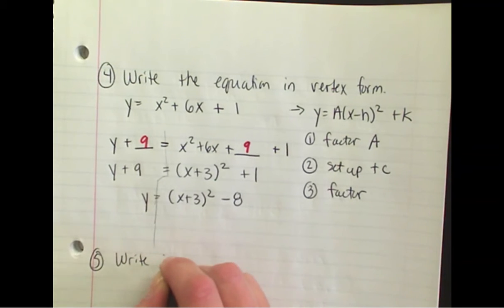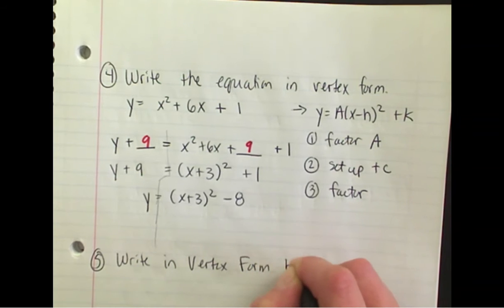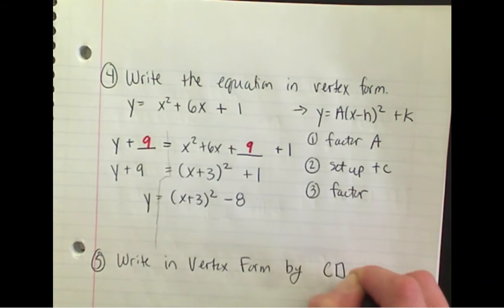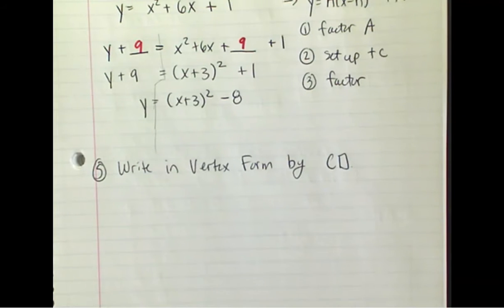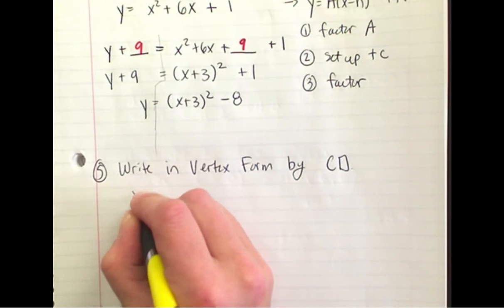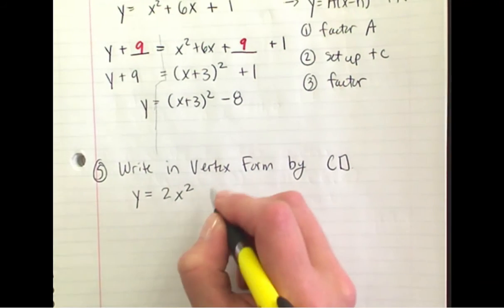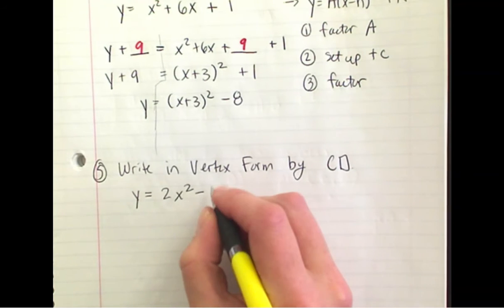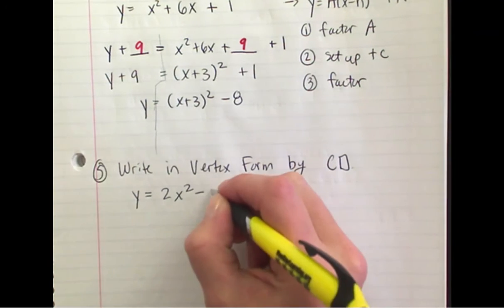Write in vertex form, and I'll even remind you by complete the square. Okay, but I'm going to put a coefficient in there this time. All right. Y, I'll be nice. 2x squared minus 18. Fine. No. 20. Sure.